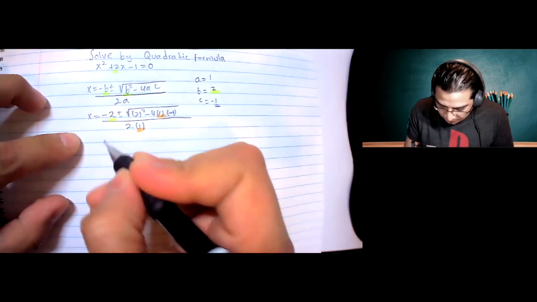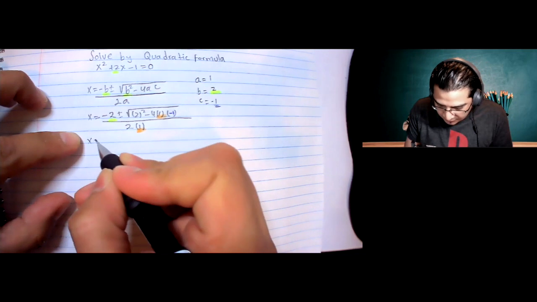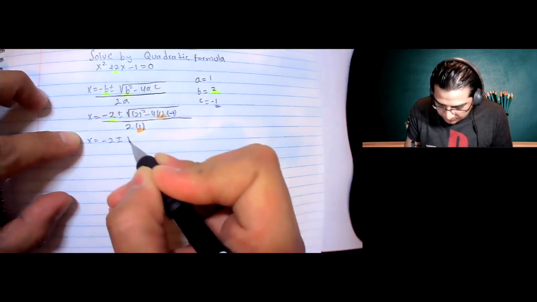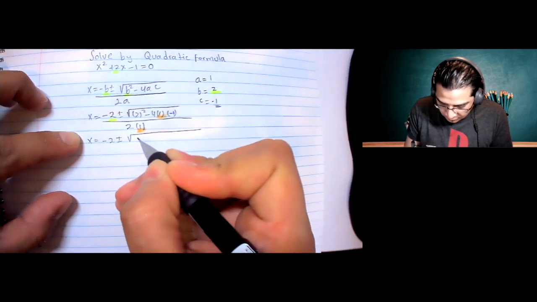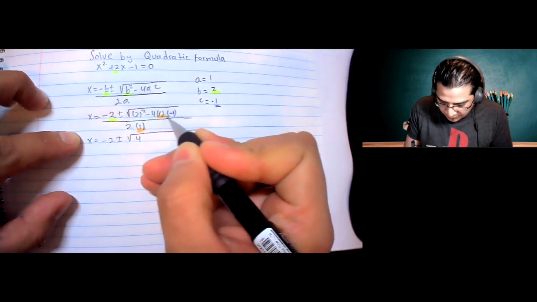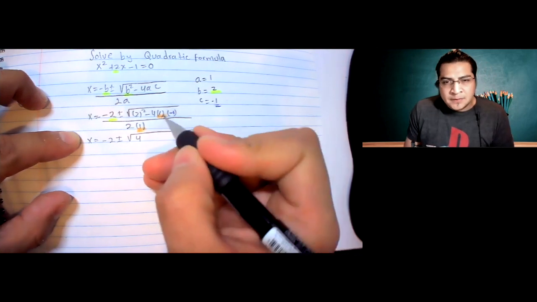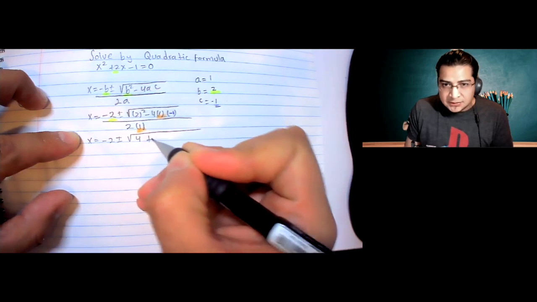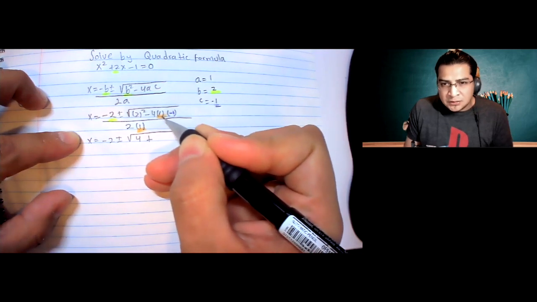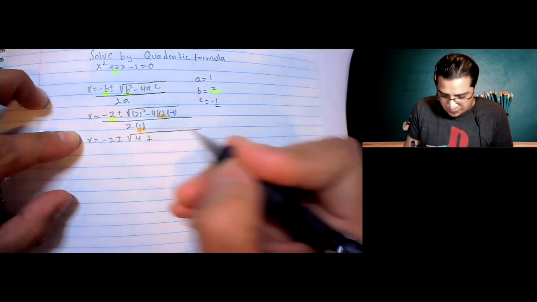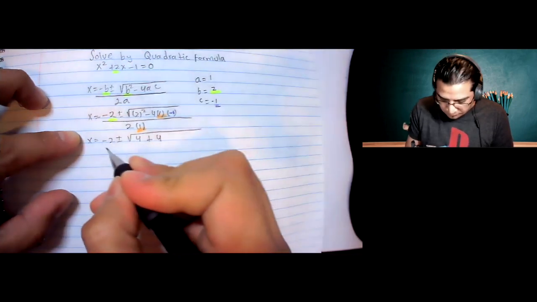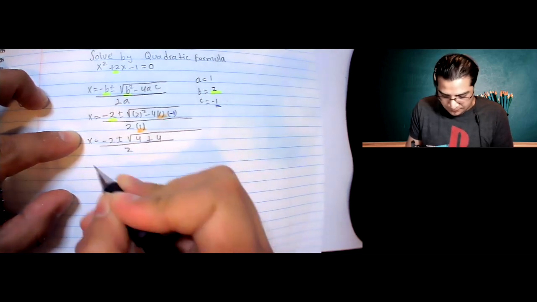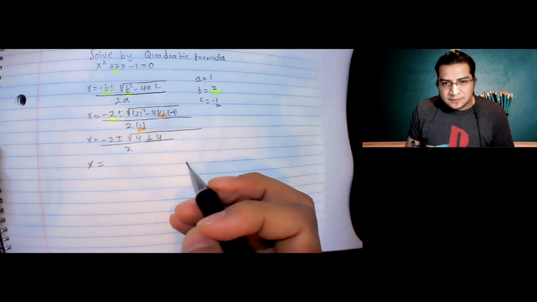So for this one here, it's going to be x equals -2 plus or minus the square root of 4. Here I like to take care of the signs first, so negative times a negative will be a positive, and then 4 times 1 is 4, so 4 plus 4, all over 2 times 1, which is 2. So far so good.